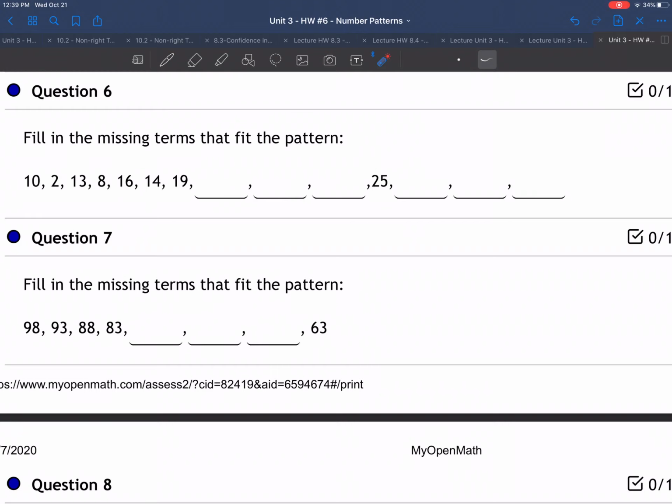In this example, we are trying to fill in the missing terms that fit the pattern. So 10 to 13, that's weird, isn't it? 10, it goes down to 2, up to 13, down to 8, up to 16, down to 2, up to 5, blank, blank, blank, hits 25, blank, blank, blank. What in the world is the pattern?